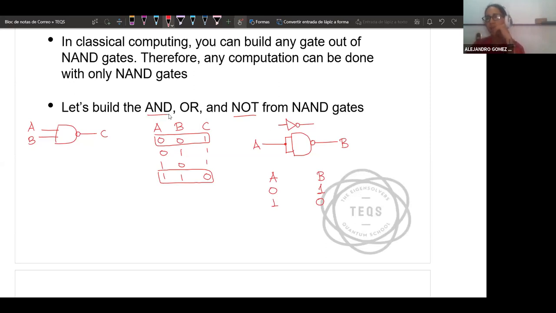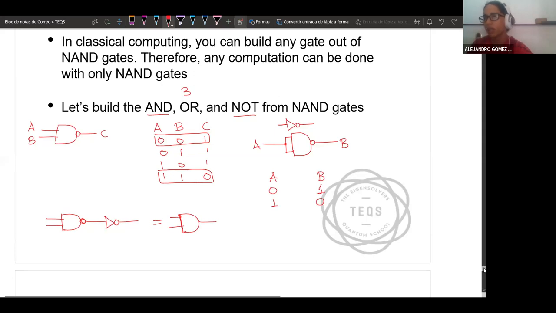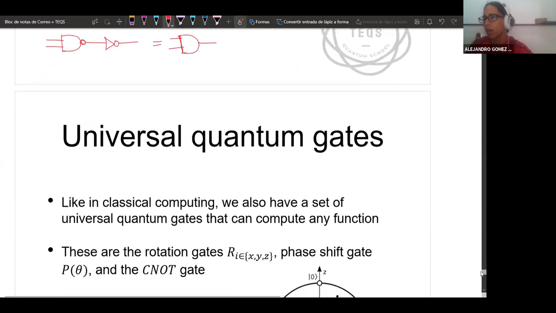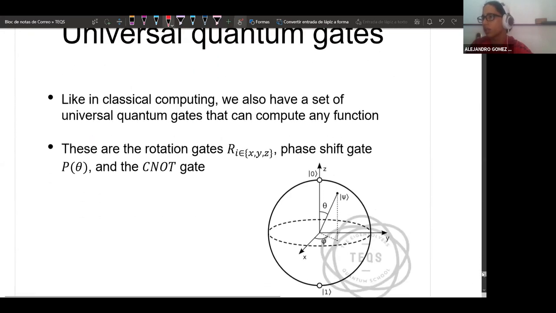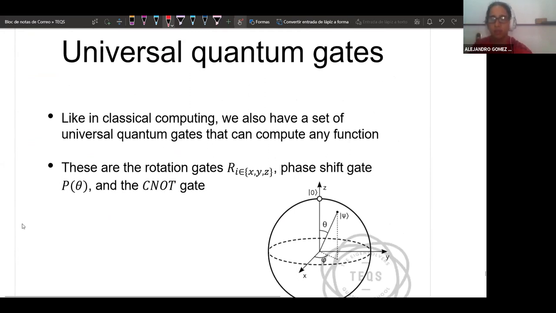And you can do the same for the AND, because it's easier since the NAND gate is just a negation of the AND. So if you want to recover the AND gate, you have to invert. And you can do the same for the OR gate. For the OR gate, you will need three NAND gates. I'm just going to leave it here, but an OR gate can also be done out of NAND gates. And this part is just to mention, I'm not going to get into the details because it will be the topic of next lectures and we'll be working with them.